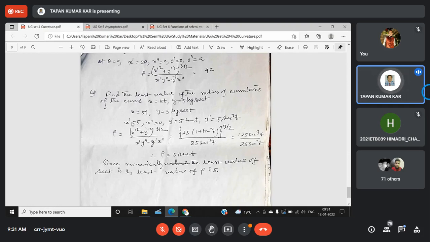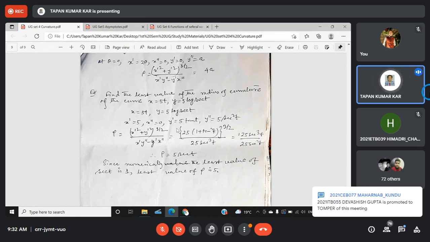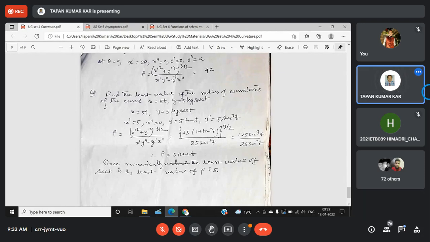And x dash equal to 5, x double dash 0, y dash equal to 5 tan t. If you differentiate this, you will get y double dash equal to 5 sec square t. And this formula is known to you. Substitute here, and in the numerator look at this, 1 plus tan square t is sec square t, whole to the power 3 by 2, that is sec cube t, and the denominator is sec square t, and the constant you will accordingly calculate.